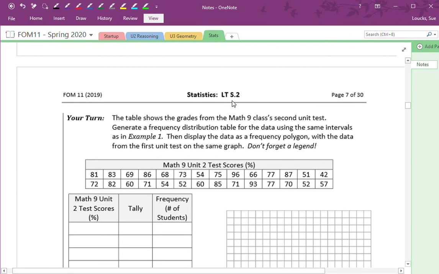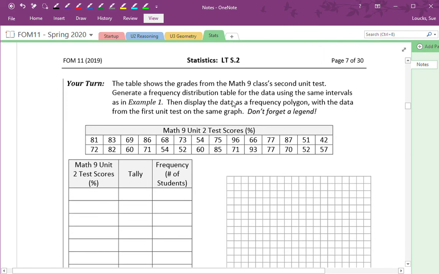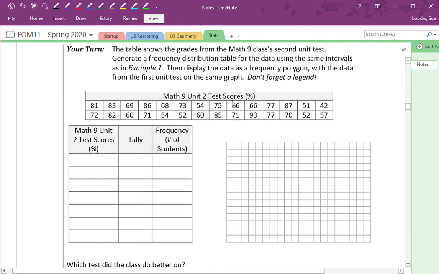So the next page. All right, your turn. So you're going to do this graph on your own. You're going to copy the same graph that we did on the first page onto this, and then you're going to do this new test score on top of that, okay? And I'm going to pause this video to give you time to do that.